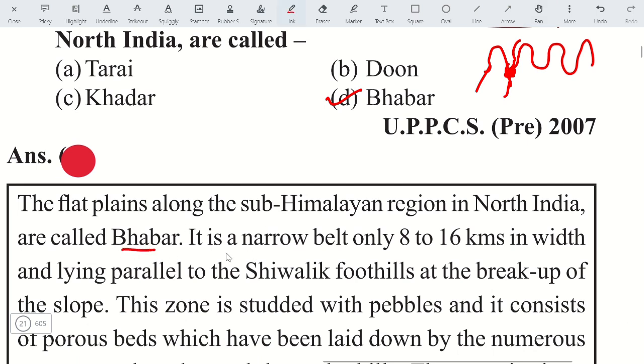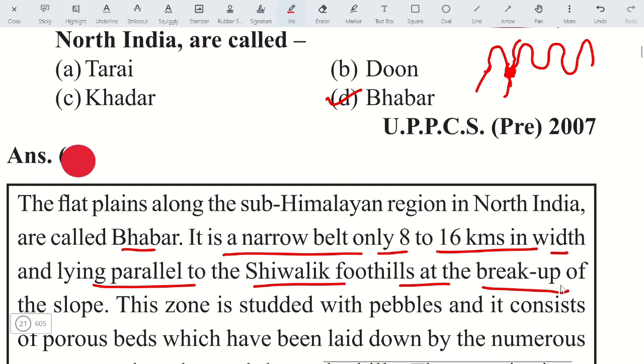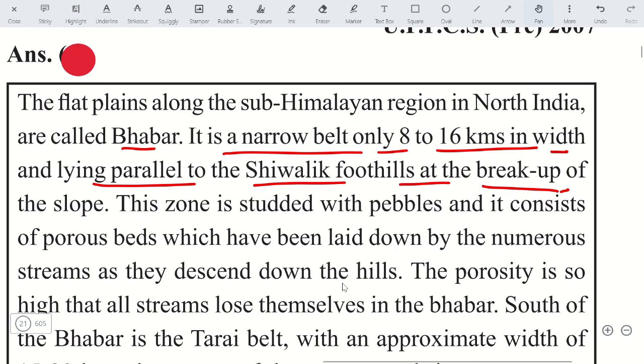Bhabar region, see, it is a narrow belt only 8 to 16 kilometers in width and lying parallel to the Shivalik foothills at the break of the slope. This zone is studded with pebbles and consists of porous beds which have been laid down by the numerous streams as they descend down the hill. So what I said, they are explaining the same.